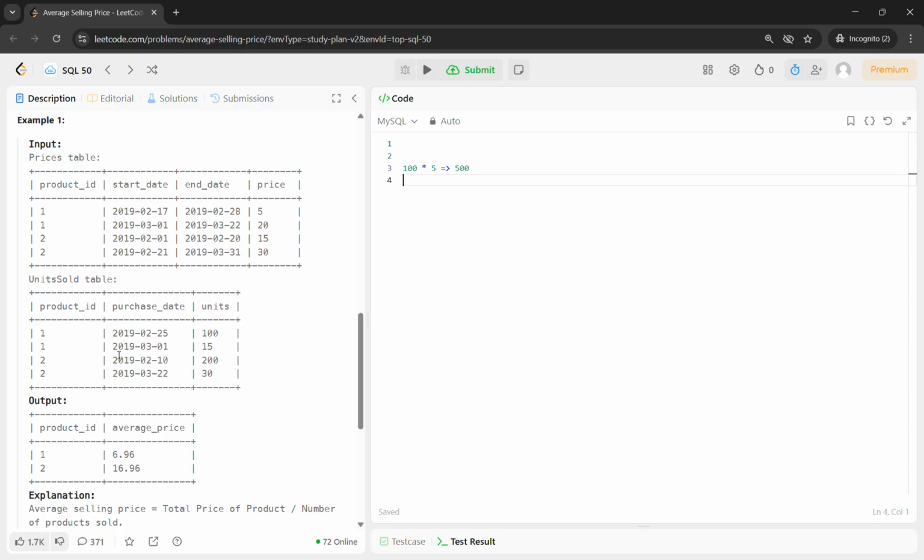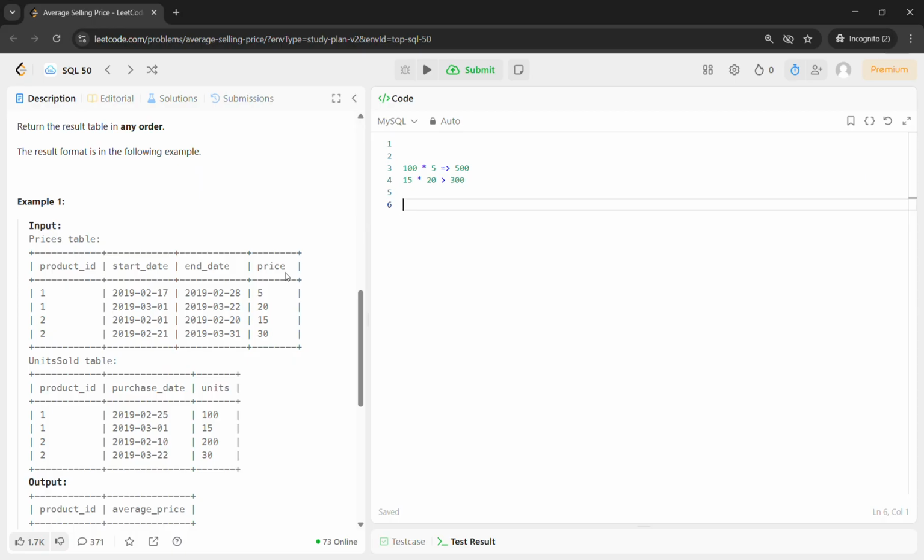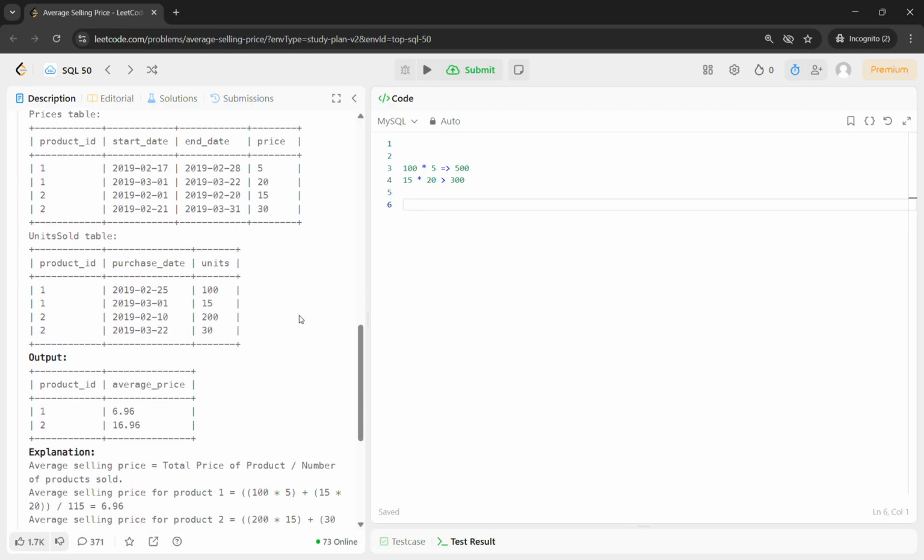Same product, purchase date is 1st of March, 15 units purchased, and what will be the price? So let's check in which range this date is falling. 1st of March is this one. From 1st of March to 22 March the price was 20, so 15 multiplied by 20 gives us 300. And then the average, how will we find the average? Price divided by total number of units sold.